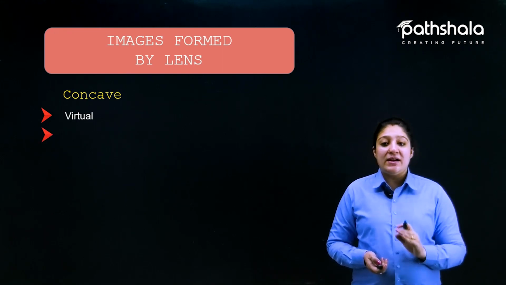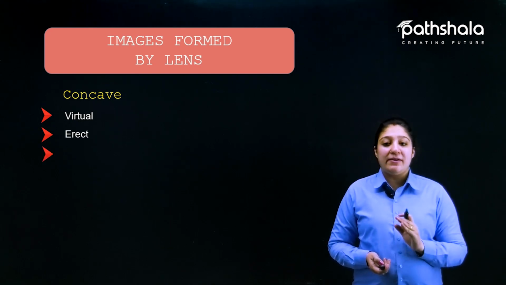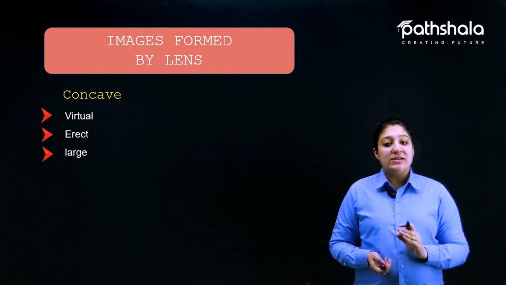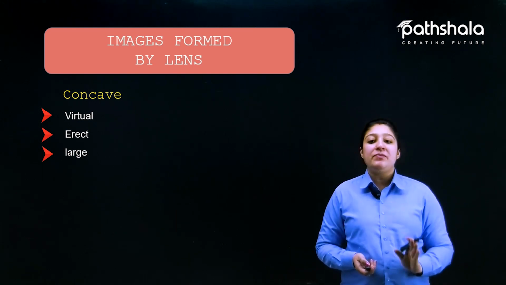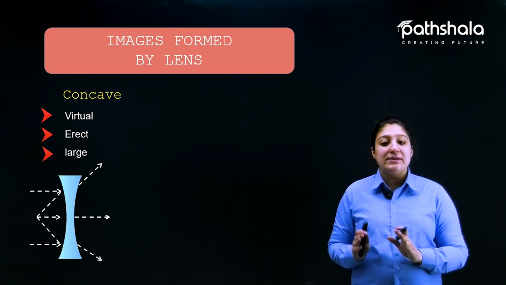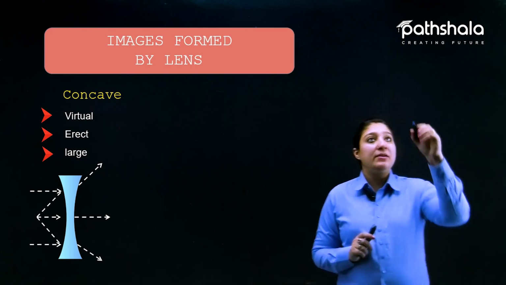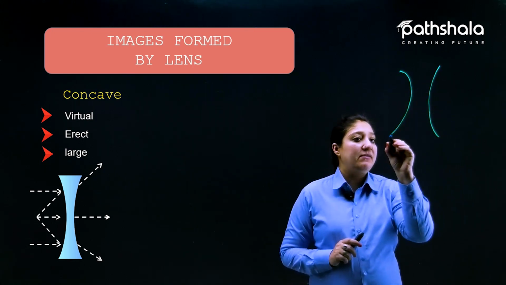And as I have said, if there is a virtual image, it will always be erect, and the images are always small and on the same side of the object where the object is kept. Now see here in this lens, what is happening? This is our concave lens.